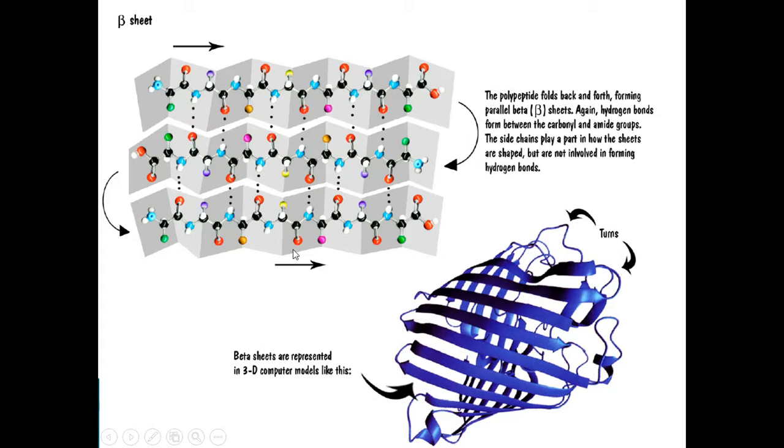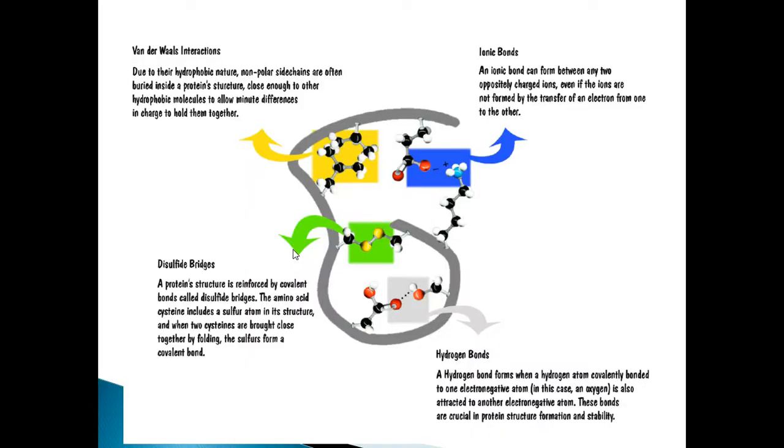Okay, so we have alpha helix and beta sheet. Now, if you put these together, they can happen at the same time in a protein. You get what's called tertiary structure. Now, there are four main interactions that hold proteins together. There are van der Waals attractions, where the hydrophobic nonpolar side chains often bury themselves in the center of the protein. We have disulfide bridges, which can hold two cysteines together.